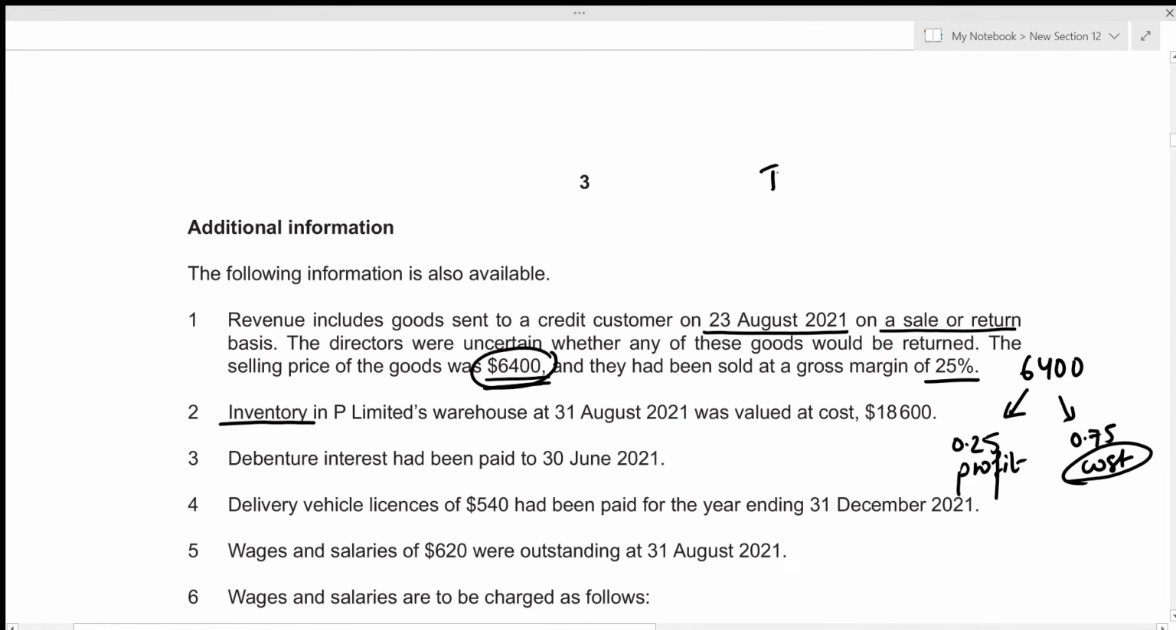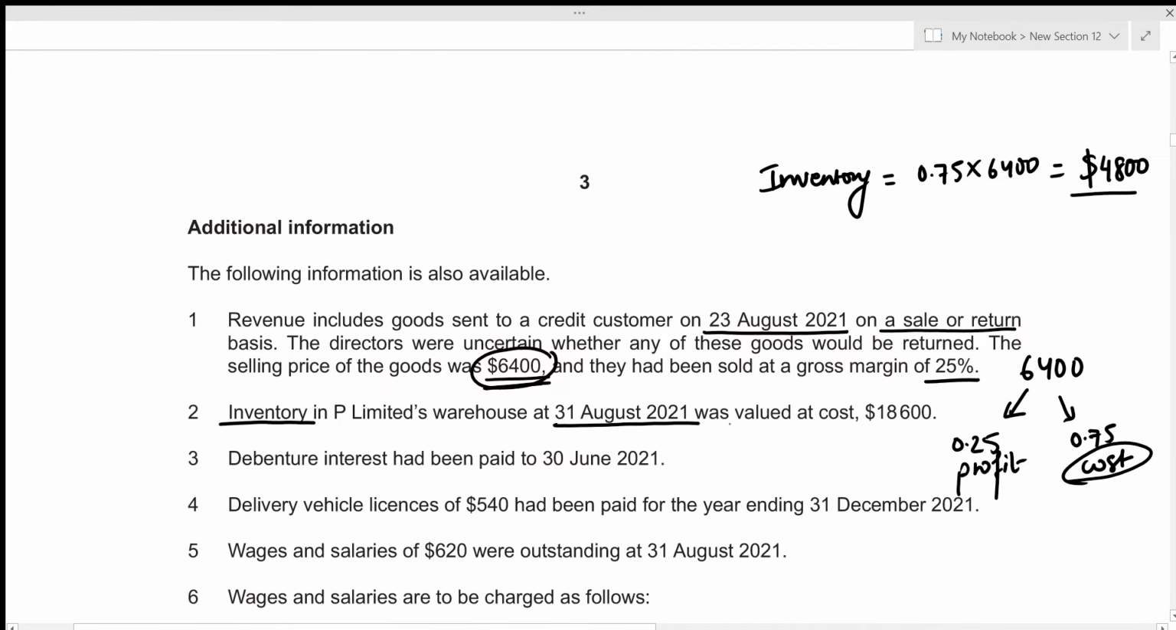So our inventory should be 75% of 6,400. So that's just 0.75 into 6,400, which gives the inventory value to be 4,800. This is the value that should be added to the inventory in P Limited's warehouse at 31st August 2021.